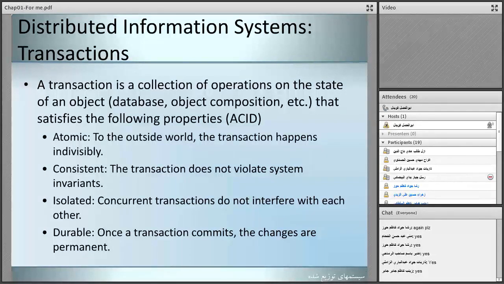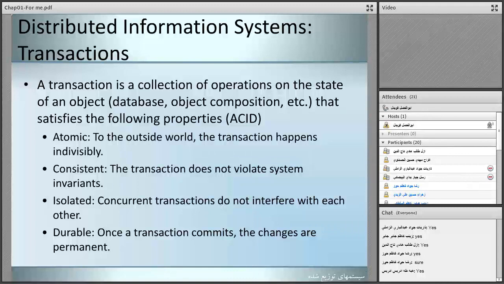The other property is about being consistent. The transaction does not violate system invariance. It means before a transaction starts, the database is in a consistent state. After the transaction is completed, the database again still must be in a consistent state. It is the meaning of consistency.